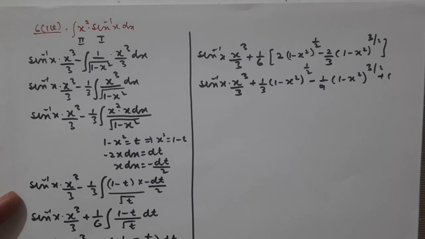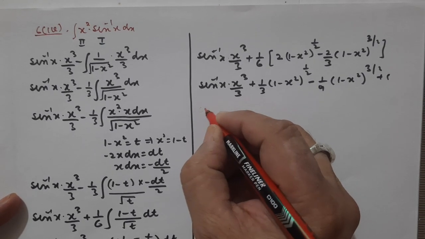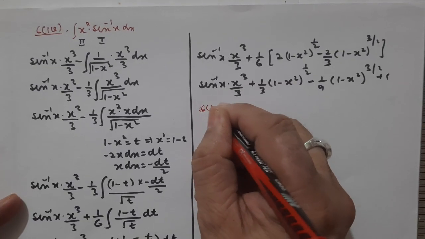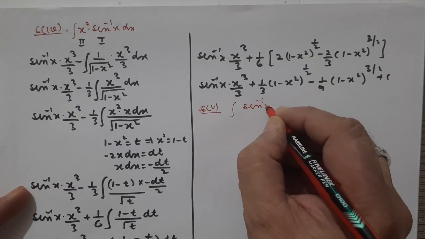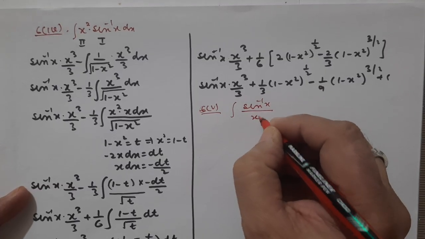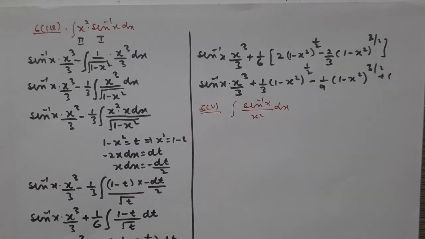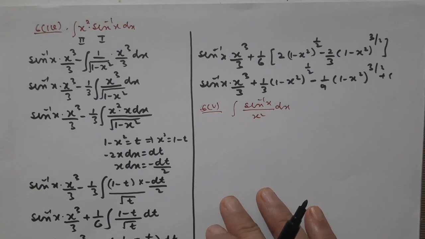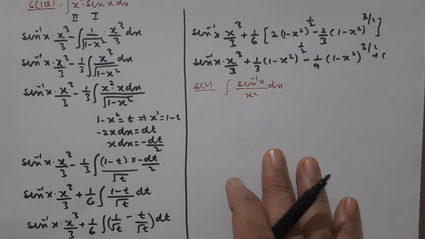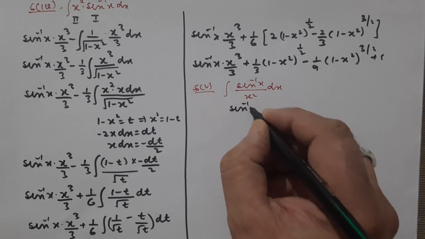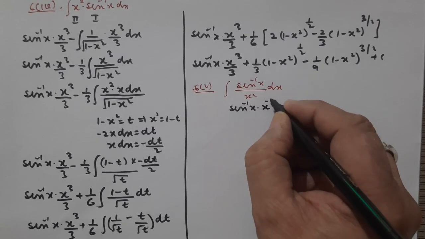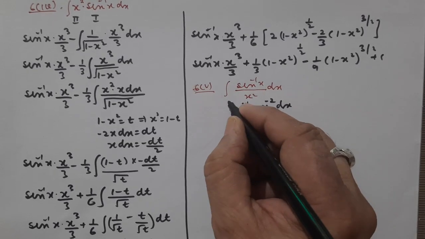Now let us move to the sixth question, fifth part. The question is the integral of sine inverse x upon x square dx. Now let us see how to integrate sine inverse. Here also we will take sine inverse x as the first function and x power minus 2 dx as the second function.